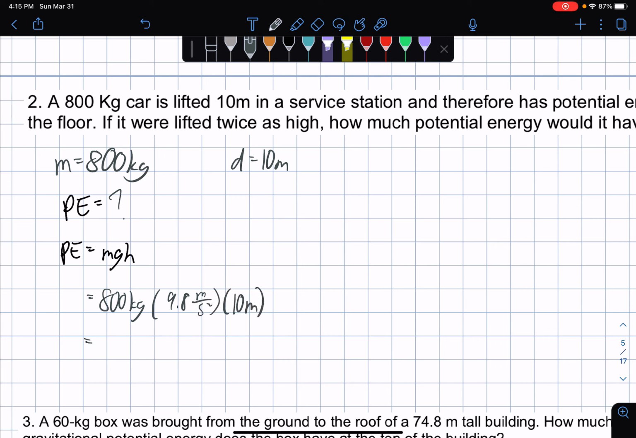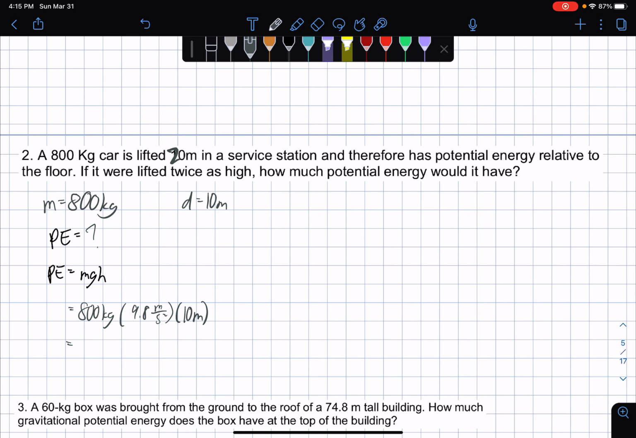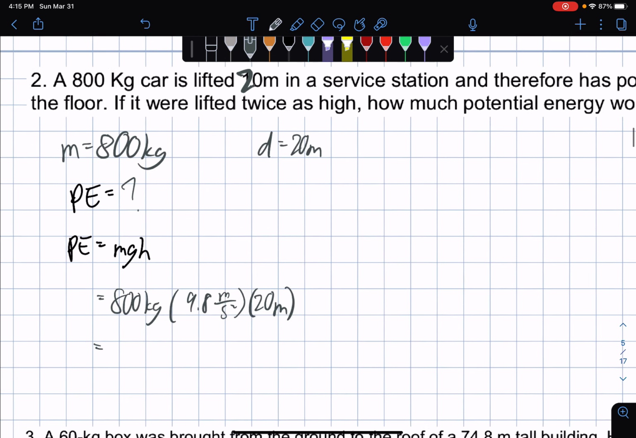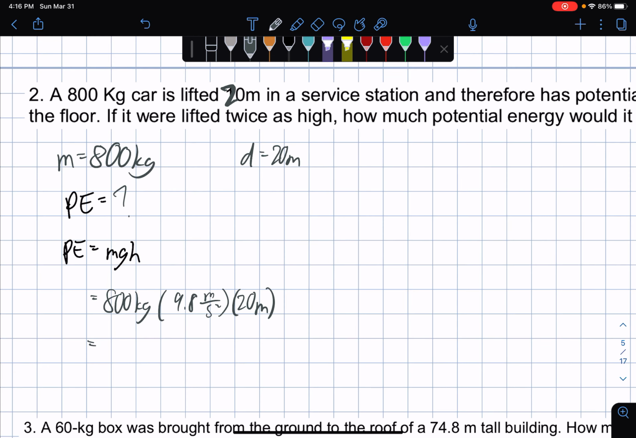Hang on. Sorry, I think there's a mistake with this question. There's a typo. It's supposed to be 20, since the answer key only states that the distance value is 20. So we're going to use distance 20 instead of 10. If we put this in the calculator, the result will be 156,800. So that's for number 2. Very basic.